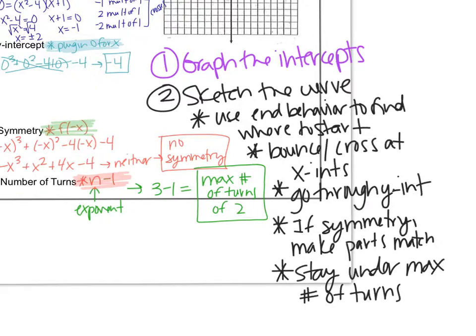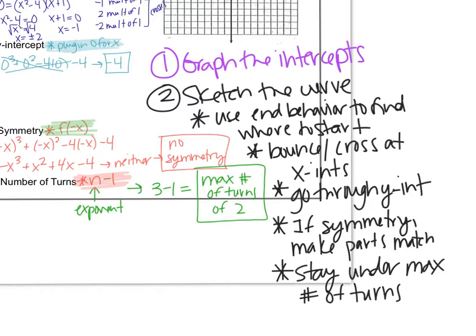Your end behavior is going to tell you where to start. Are you going to start pointing up? Are you going to start pointing down? That's what the rise and fall is going to tell you. The bounce and cross part of the x-axis is going to tell you what you're going to do at each x-intercept. You're going to make sure you go through the y-intercept. If there's symmetry, you're going to try and make the parts match, whether that's over the y-axis or over the origin. And then lastly, you have to make sure you stay under the max number of turns. You can't turn too many times. You can only turn as many times as the number it tells you.